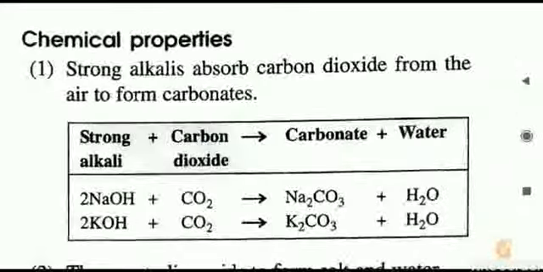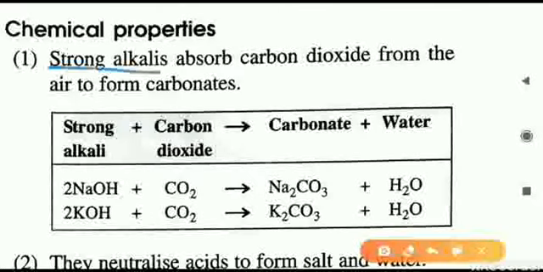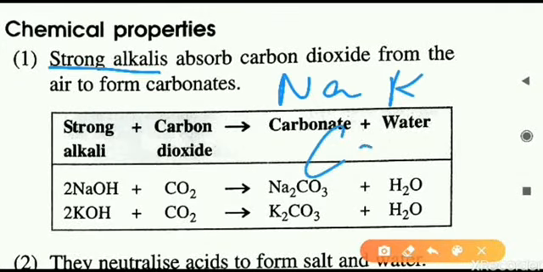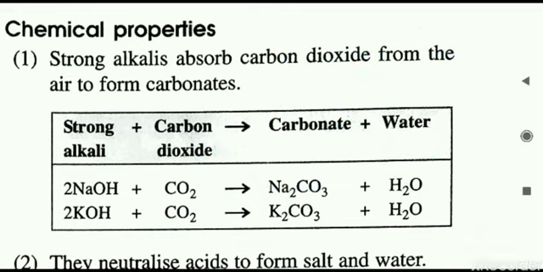The first chemical property is regarding the absorption of carbon dioxide. All these strong alkalis, which one? The strong alkali means what? Alkalis can be of sodium, potassium, or calcium. All these hydroxides, we have learned in the last class, hydroxides of sodium, potassium, calcium are alkalis, and these metals are very highly reactive. Among these, sodium and potassium especially are the most reactive ones. So these alkalis are called strong alkalis, and they can absorb carbon dioxide easily.